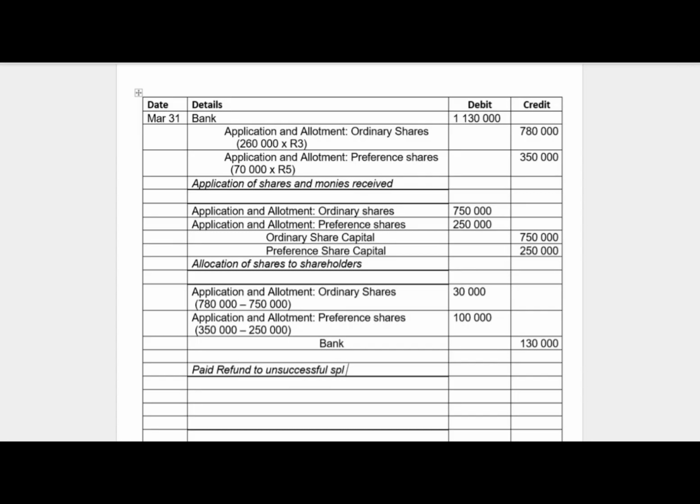Unsuccessful applicants. All right, so pay the refund to unsuccessful applicants, then you are done. Right, you are done with the steps. So remember, you always have to start with the application, you allocate, then you refund.